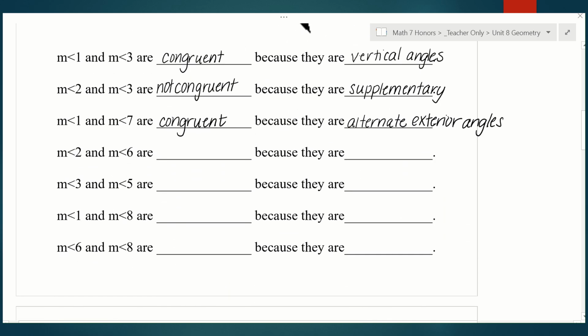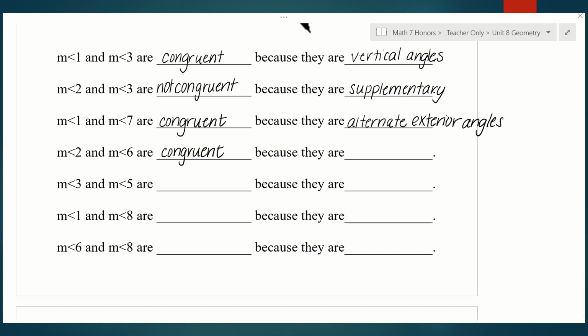Okay, so angles 2 and 6. If we look at 2 and 6, I'm hoping you can see that they are both obtuse angles. And as soon as we realize that they are both obtuse, we can say that they are congruent. And here's a new vocab word for you.